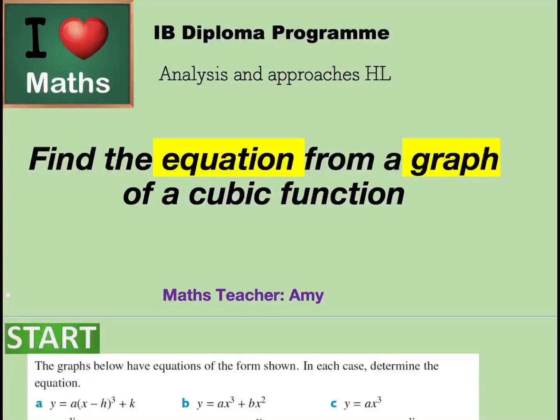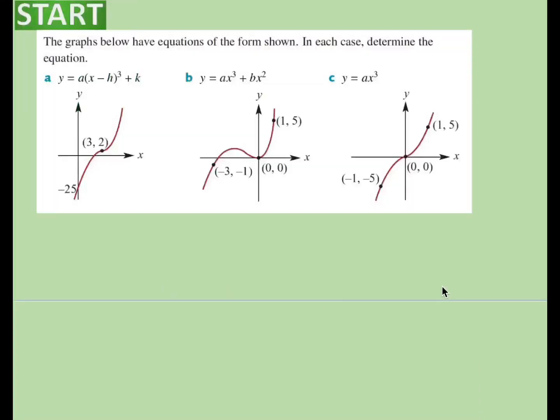Everyone. Today we are going to look at how to find the equation from a graph of a cubic function. Let's get started. First, look at the start equation. There are three different graphs. You can see the first one and the third one. They have the shape of climbing up a hill, and both of them have a point of inflection.